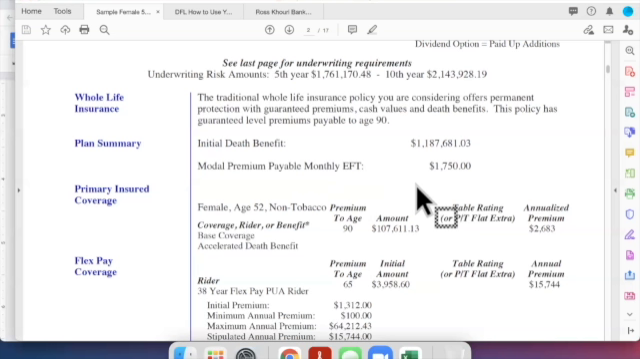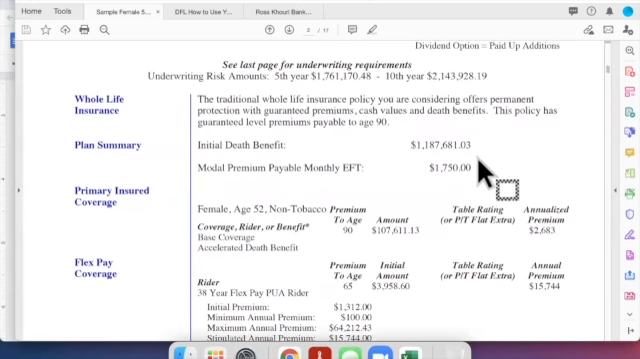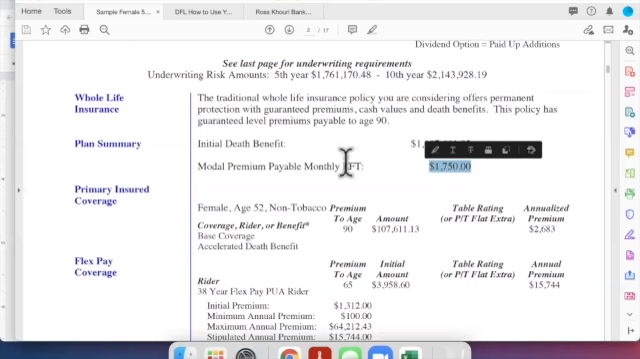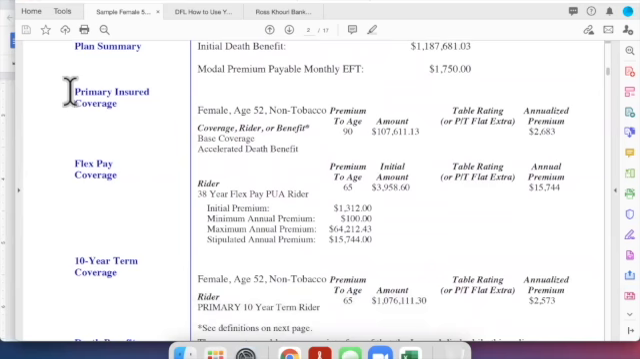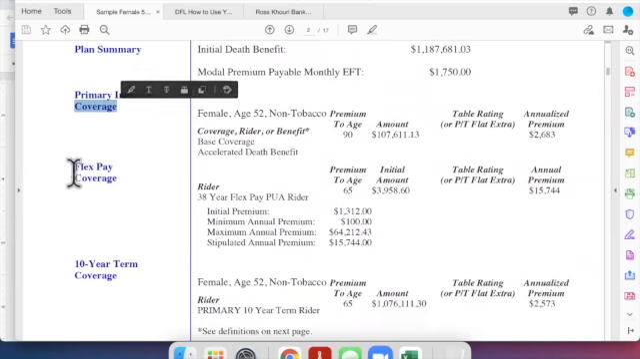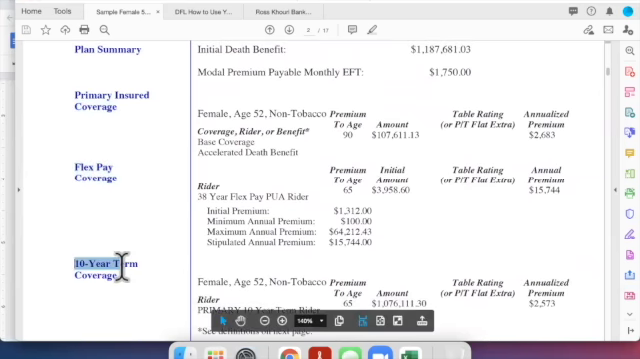So this policy that we designed, you can have it different, but don't get worried about the numbers. They're just for illustration purposes. All right. So in this case, the monthly payment was going to be $1,750. Okay, that's the total. Now, you see it's broken down into 3 sections: the primary coverage, the flex pay coverage, and a 10-year term.